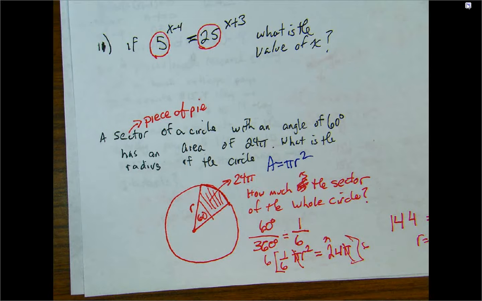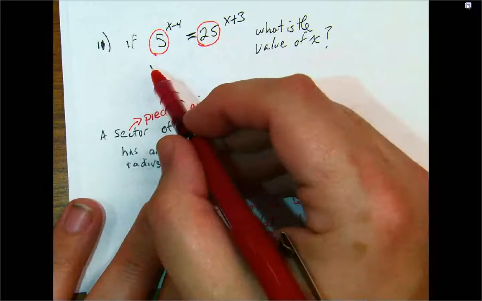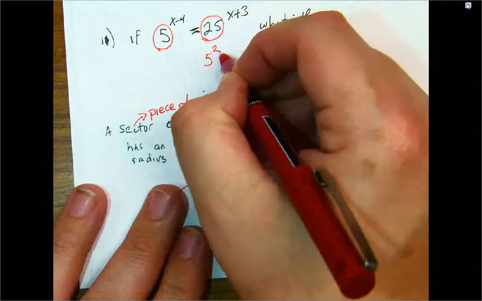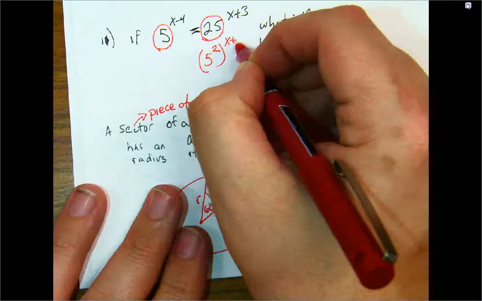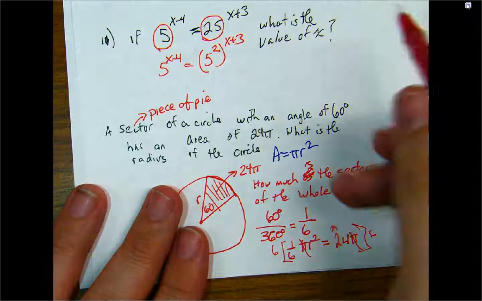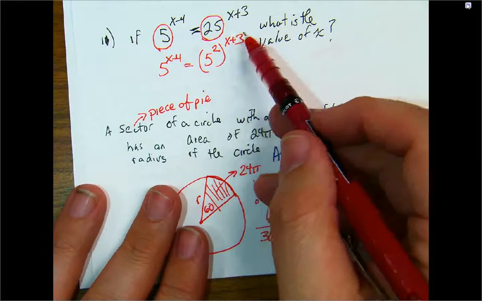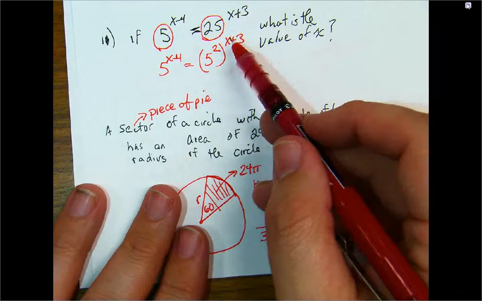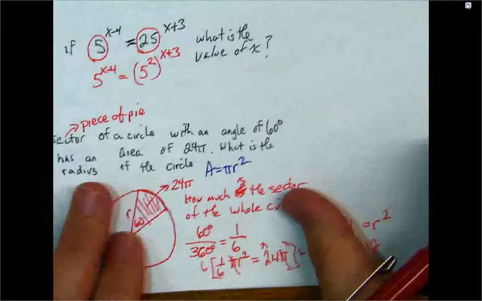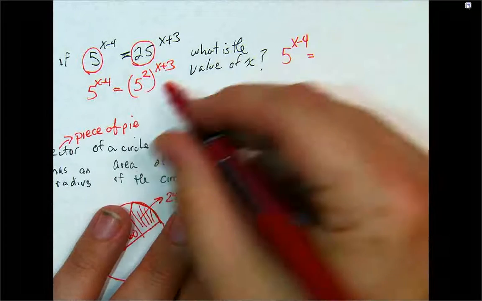So I can rewrite this as 5 squared to the x plus 3 power. That's equal to 5 to the x minus 4 power. Now when you have a power raised to a power, what do you do with those powers? Multiply them. So let me move this over. We got 5 to the x minus 4. We're going to multiply the powers, so we get 5 to the, what's 2 times x? 2x. 2 times 3 is 6.